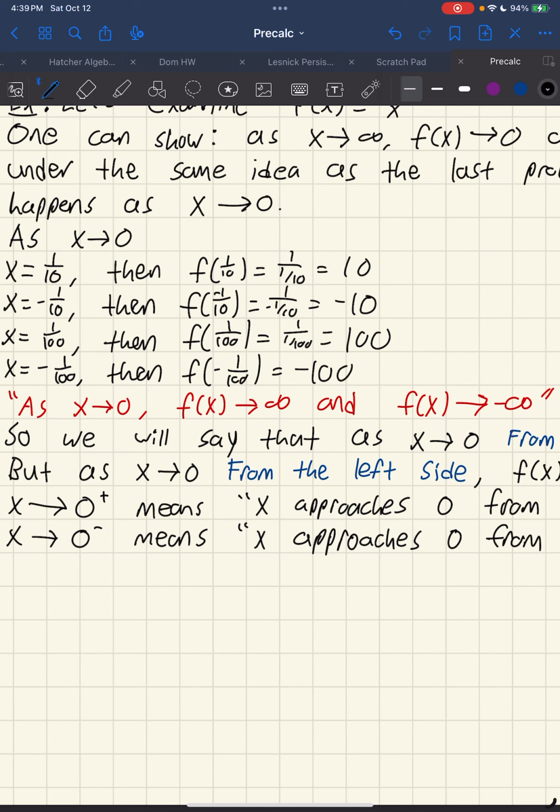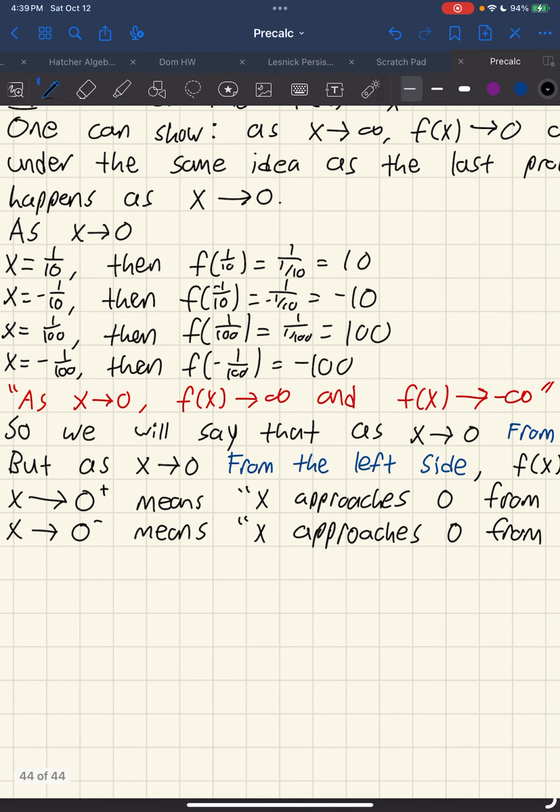So my suggestion is, if that's weird to you, I would pause the video, digest it for a bit before moving on. Assuming you did that, now we are ready to discuss what a vertical asymptote is. We just needed these bits of notation first. What does it mean to have a plus sign in the upper right and a negative sign in the upper right?